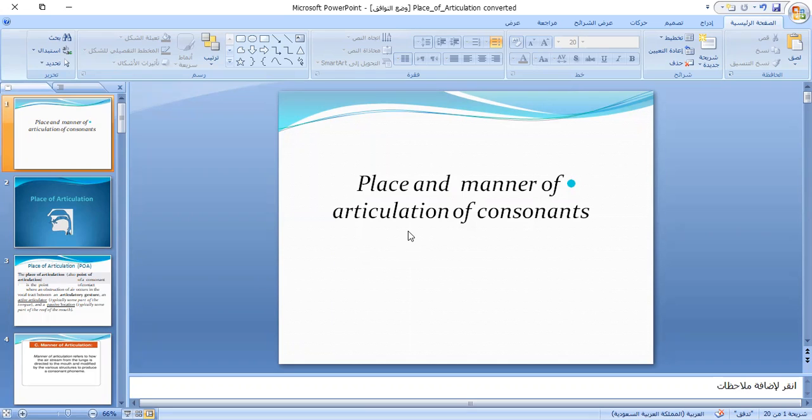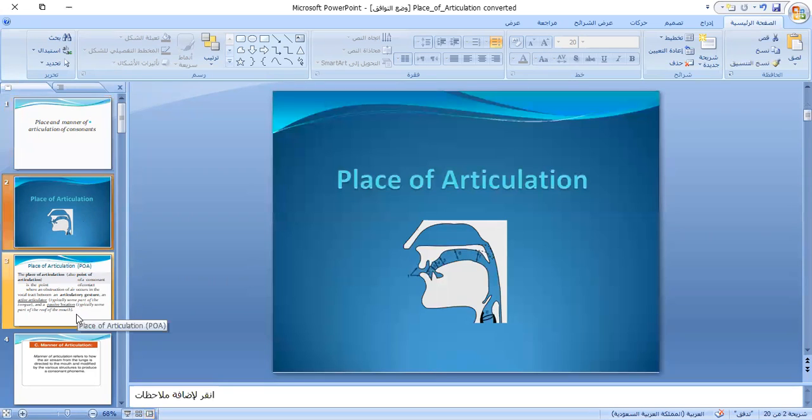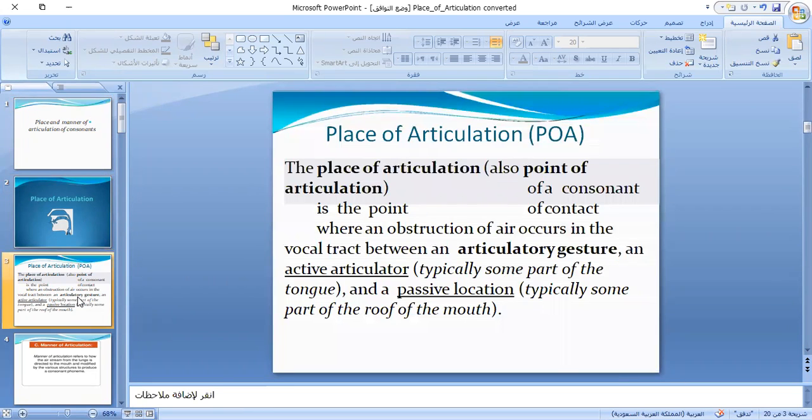We will study the place and the manner of articulation. First, we'll start with place of articulation. What is place of articulation? Place of articulation, or the abbreviation POA, or point of articulation of a consonant. Here we are talking about the places of articulation of consonants.